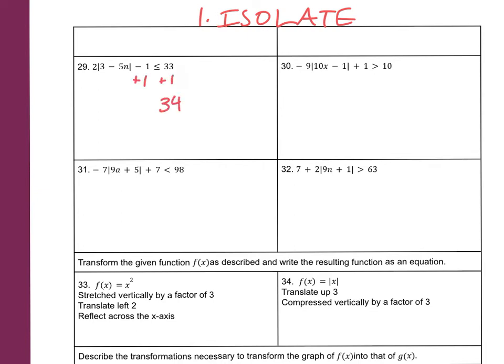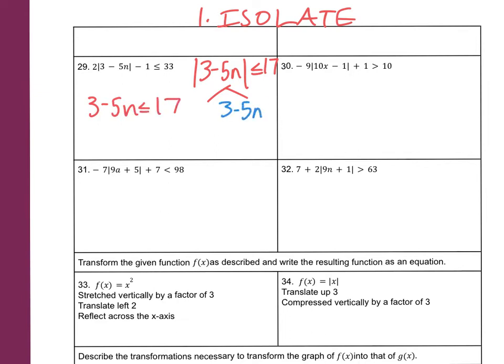So this becomes a 34 with this. Divide by 2, 34 divided by 2 is just 17. So now I have my absolute value, 3 minus 5n, is less than or equal to 17. Okay, I'm going to erase this just so I have more room. Now I'm ready to split this into 2 problems. The first one, drop the bars, keep everything the same. The next one, drop the bars, flip the sign, make the right side negative. And now just solve like normal.